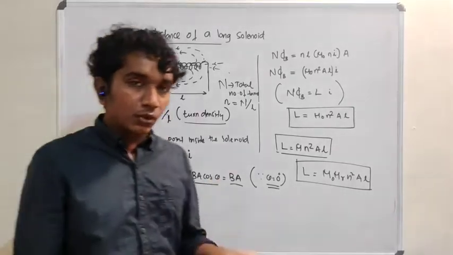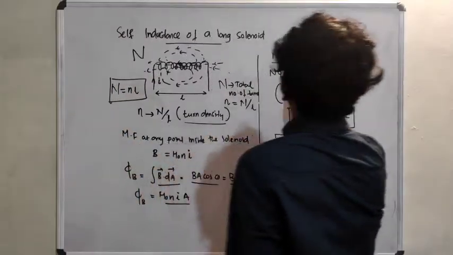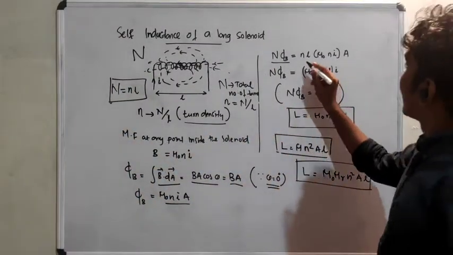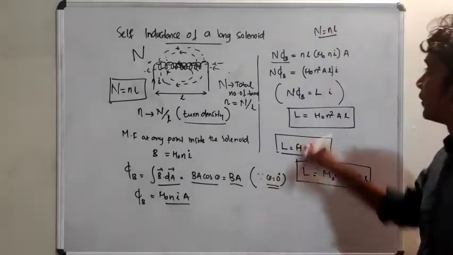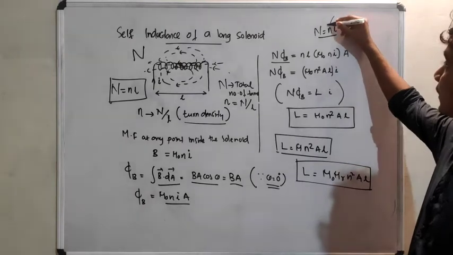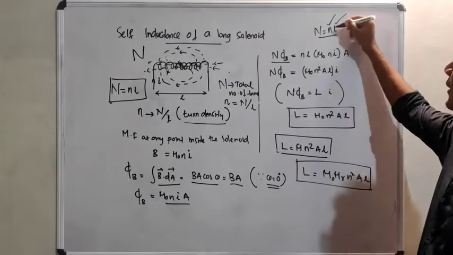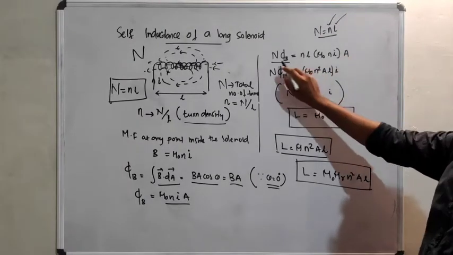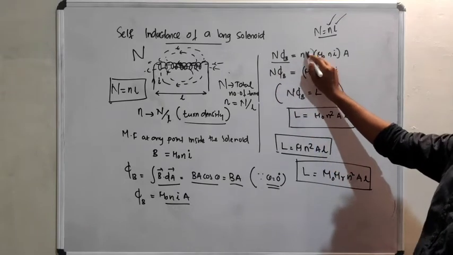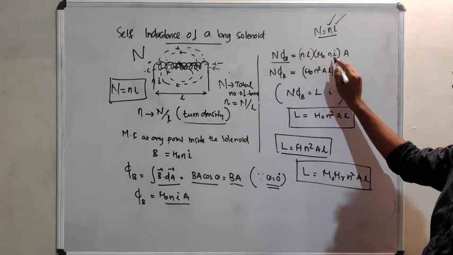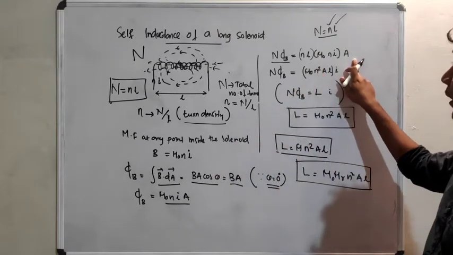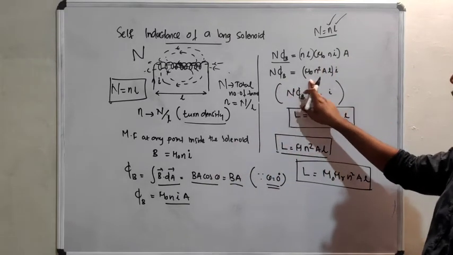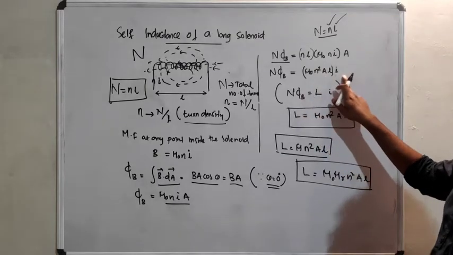So what about N coils in total? It will be N into phi B. What is capital N? Capital N is equal to small n into L, the turn density into total length. That is the total number of turns. So N phi B is equal to n L into mu 0 n I into A. So N phi B is equal to mu 0 n square A L into I.